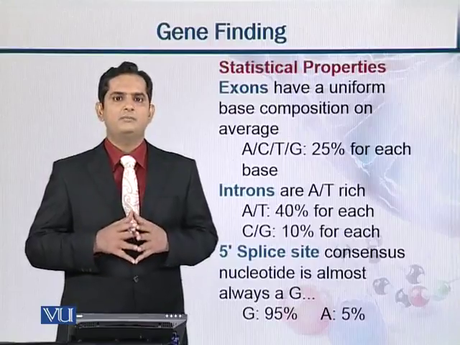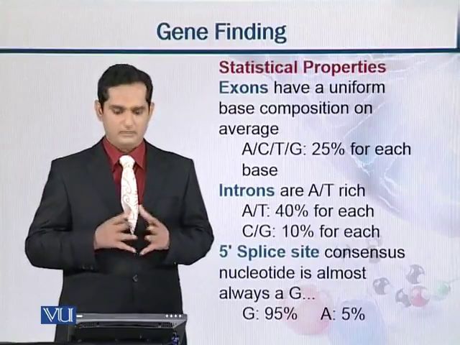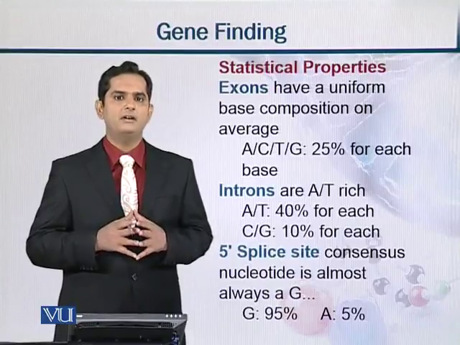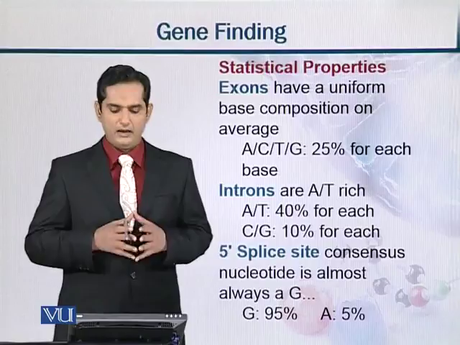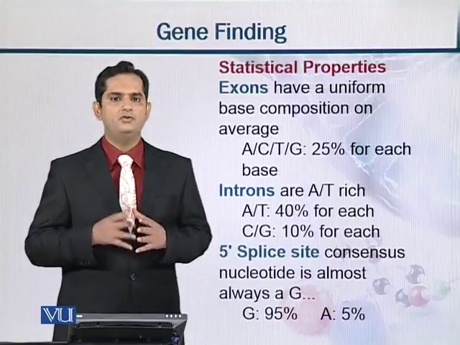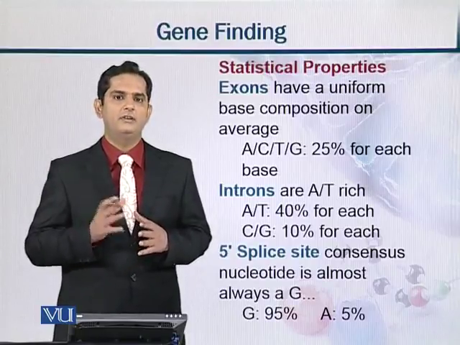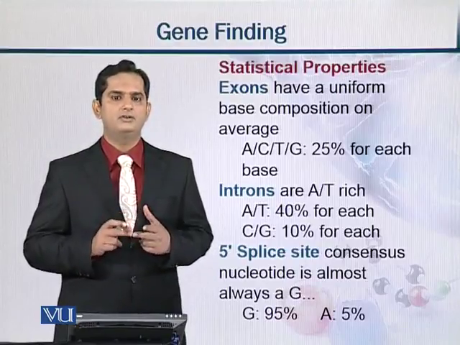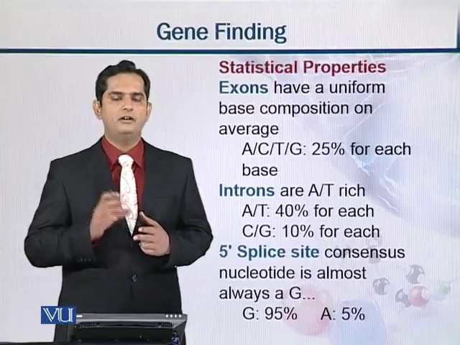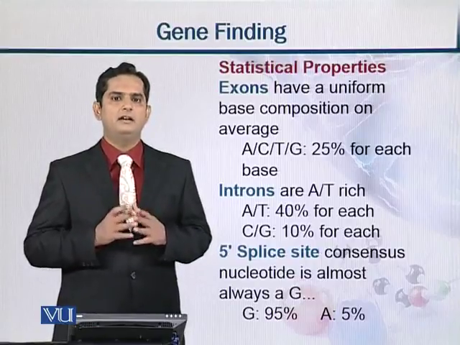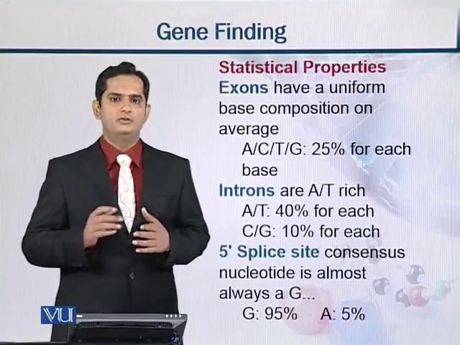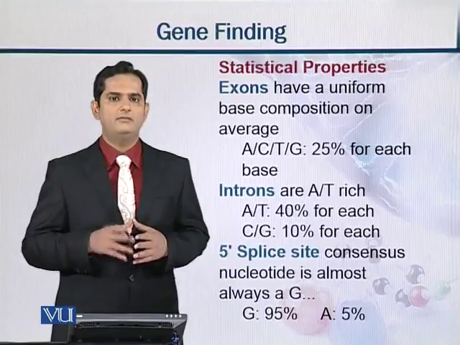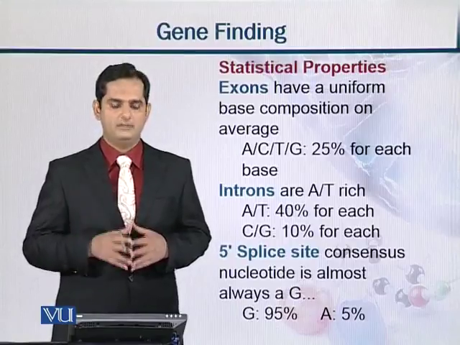Some statistical properties about exons, introns, and 5' splice site. Whenever we have an exon, we say that it has a uniform distribution of the 4 bases. By uniform distribution, we mean that A, C, T or G all have 25% probability. It can start from A, C, T, G, anything, and all of them have 25% equal chances.